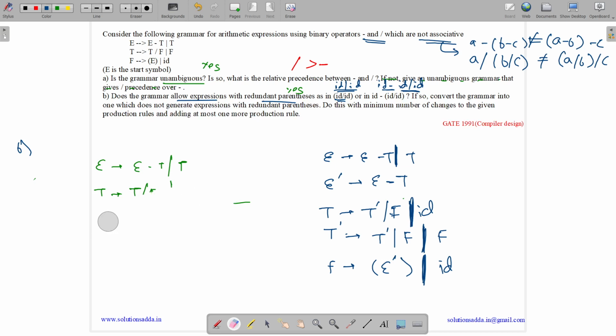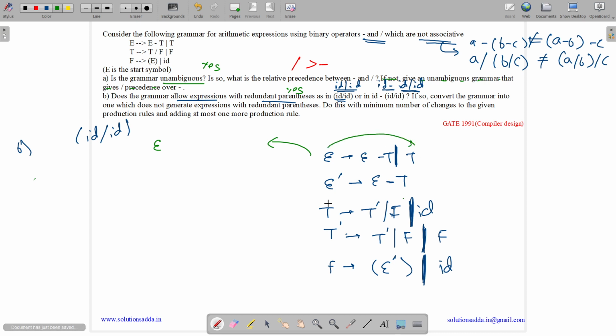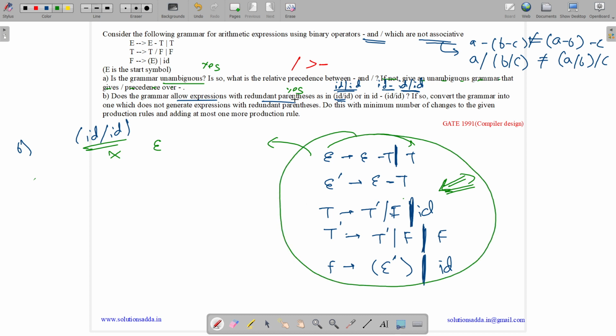Now let us try to generate the strings, whether we can have redundant parentheses or not. So id divides id is a redundant parenthesis. Let us try to generate it with this. How will we do it? We will start with E. Then we have to bring this parenthesis. So we will go from E to T, and then from T we can't generate parentheses over here, because parentheses can be generated only by E dash. So thus we can't generate this. Thus this is our answer, and this grammar is not able to generate the redundant parentheses. So this is the answer for part B, and we can generate redundant parentheses with the original grammar.